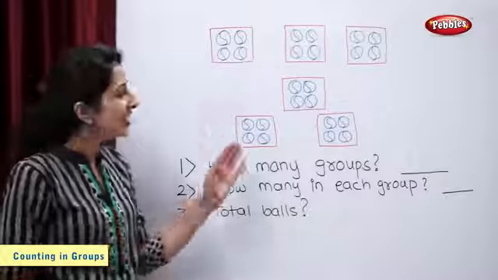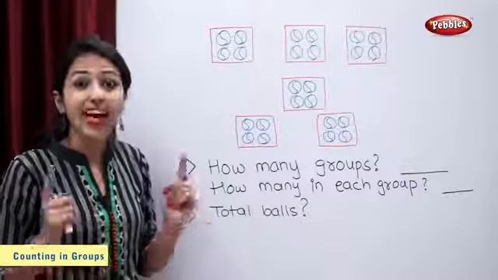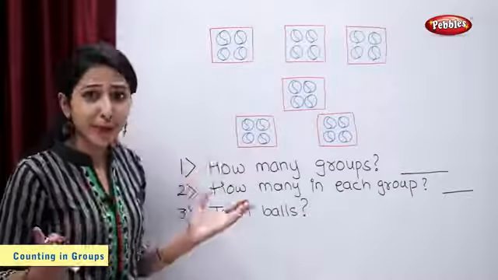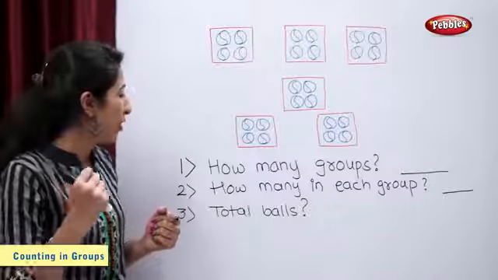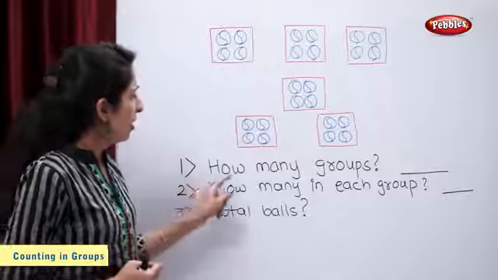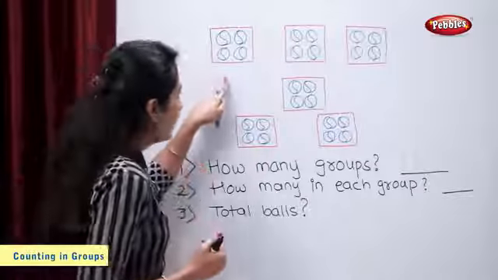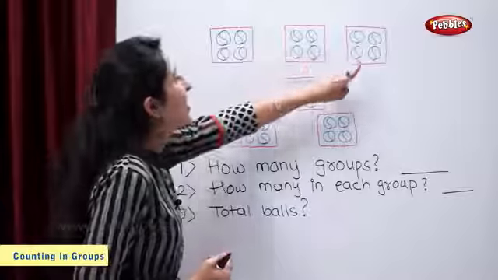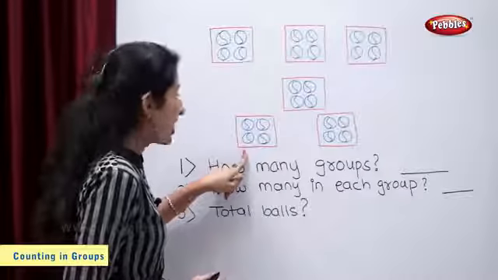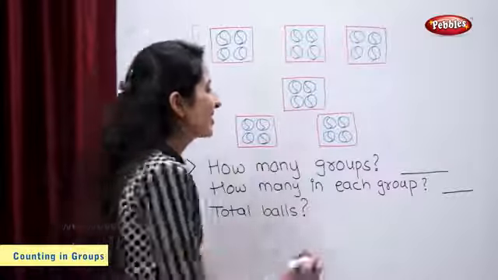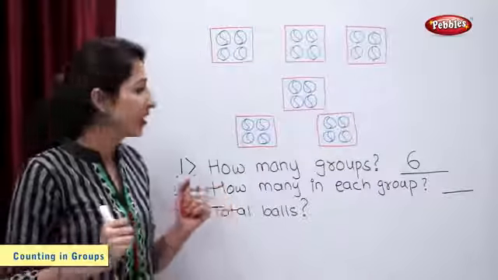Now let us solve this example. Students, there are some balls on the board. These balls are arranged in groups. So look at these groups and answer my questions. Tell me, students, there are total how many groups? 1, 2, 3, 4, 5 and 6. So there are total 6 groups.